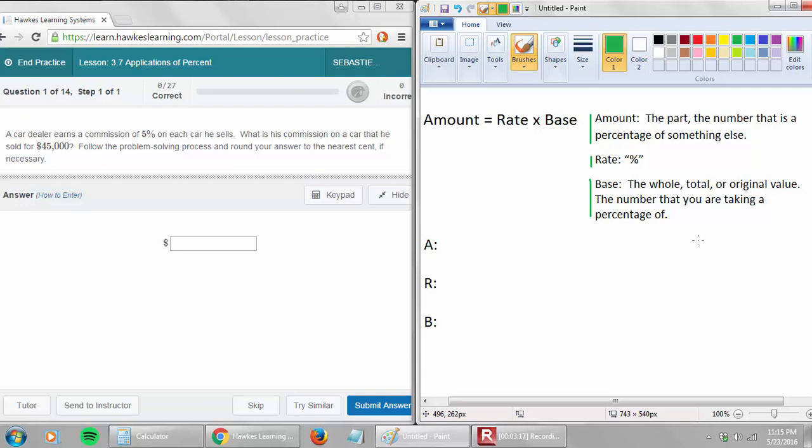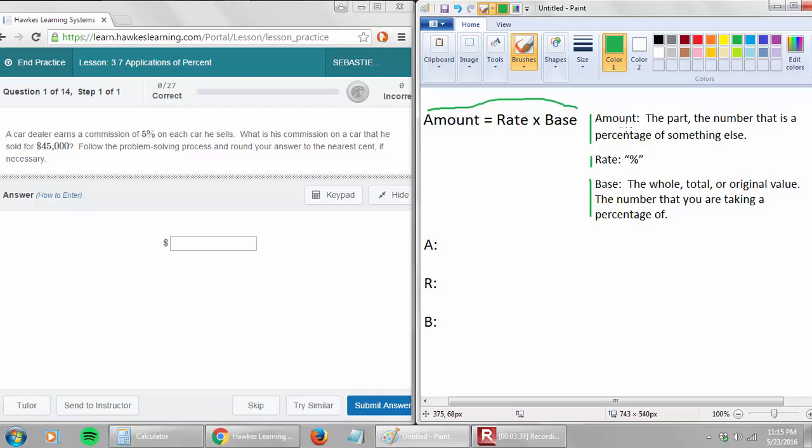How do we deal with word problems then? Once we've identified those three values, you're going to use this formula right here. The amount is equal to the rate times the base. And putting in the two numbers that you know will give you a formula that will allow you to find out the third number that you don't. And that's going to be our general process.